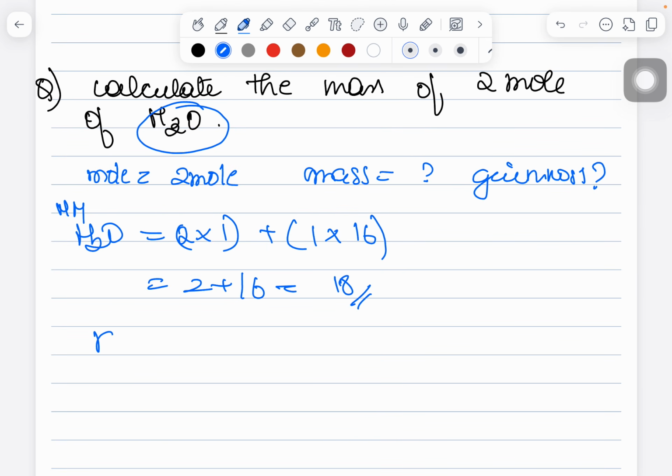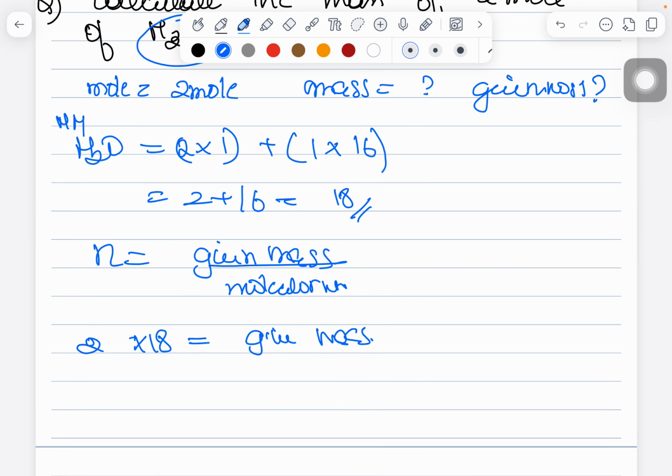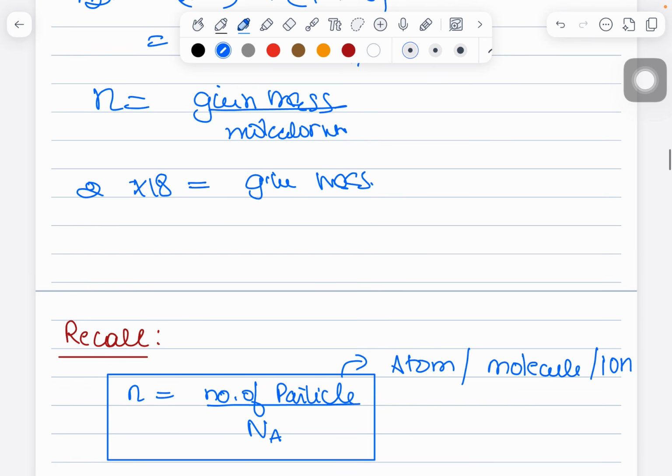So mole in terms of mass, n is equal to given mass divided by molecular mass. Mole is equal to 2, molecular mass is 18. So given mass will be 2 into 18, which is equal to 36 grams. 36 grams.